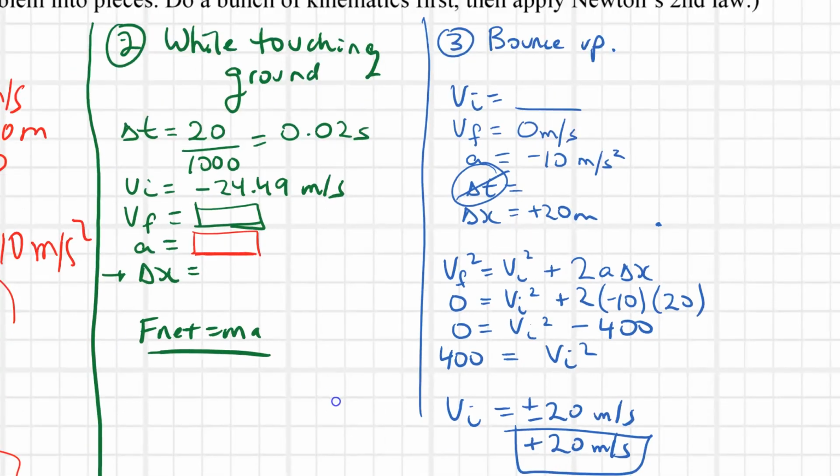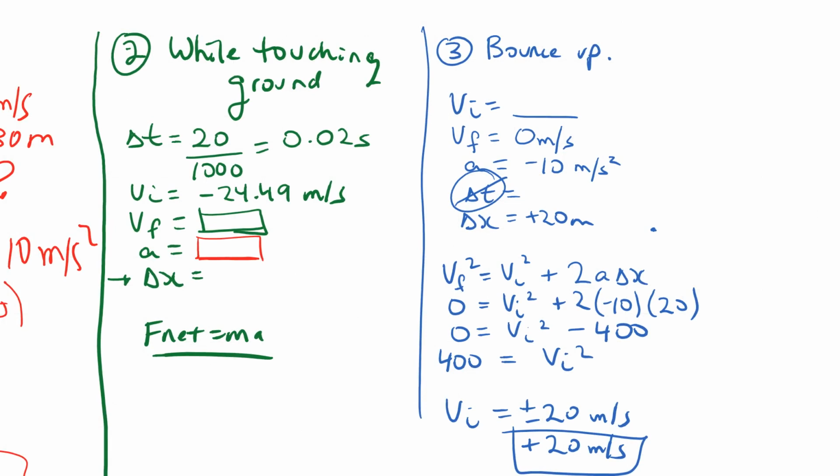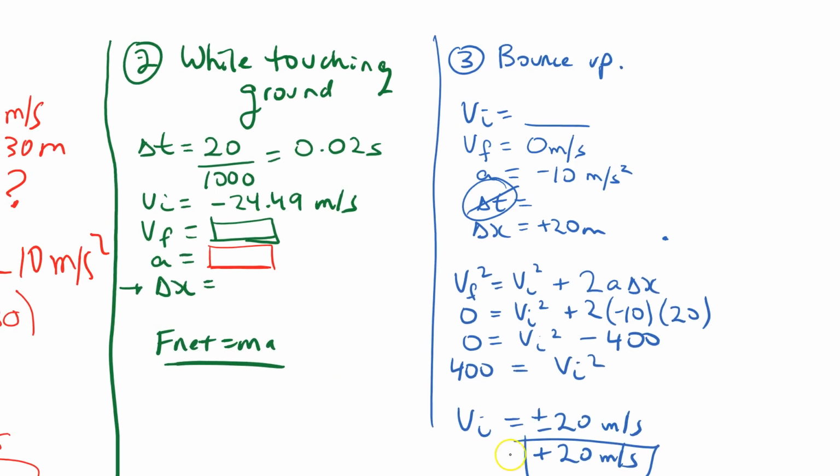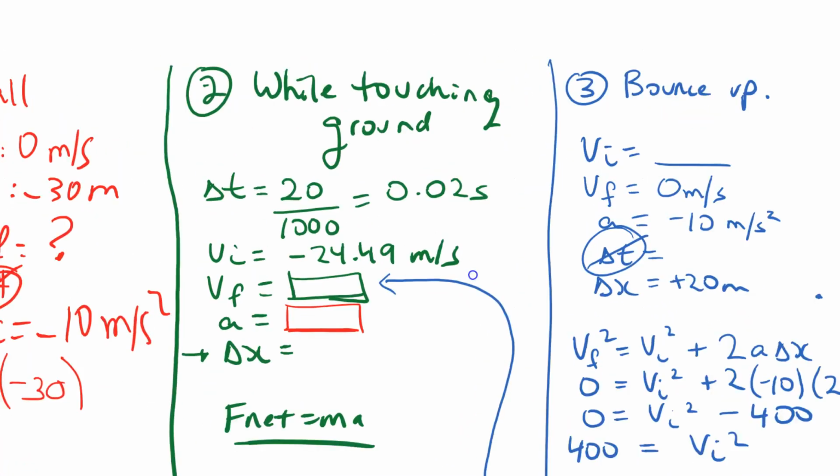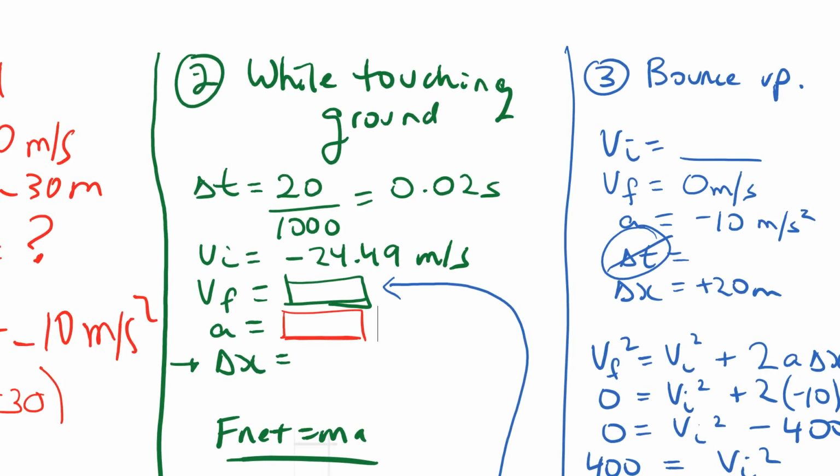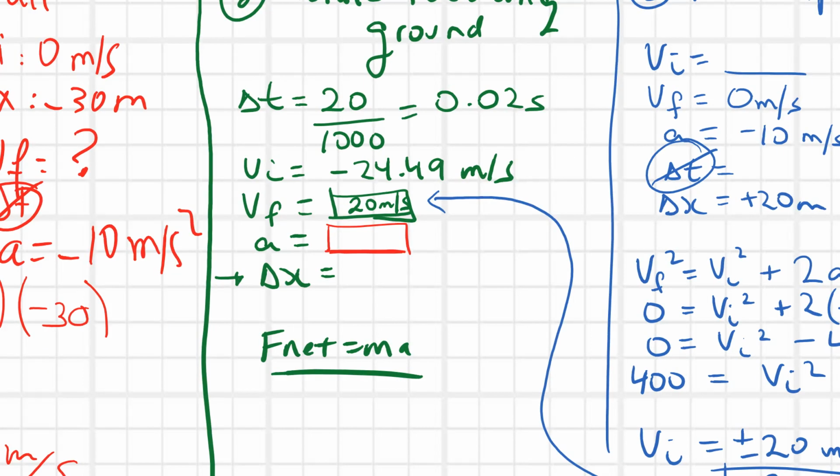So the initial velocity from that bounce up turns into this final velocity that I had over here. So I'm going to take this number and put it over there once I switch over to green. So here I'm going to put in 20 meters per second. My goal was to figure out acceleration, and I'm almost there because now I have enough information. I've got time, initial velocity, final velocity, and I've got to figure out acceleration. The one that I'm not using is delta x.